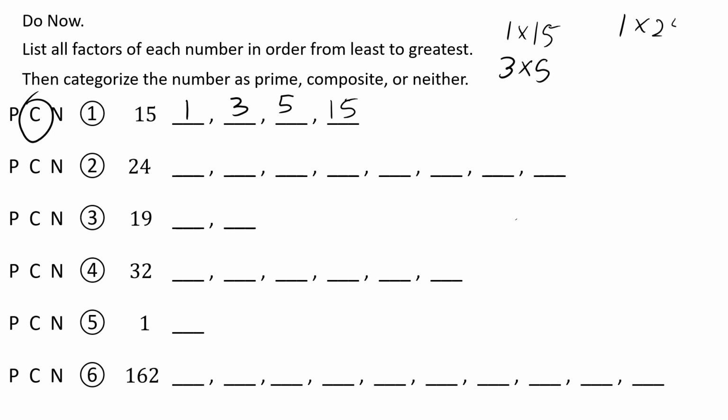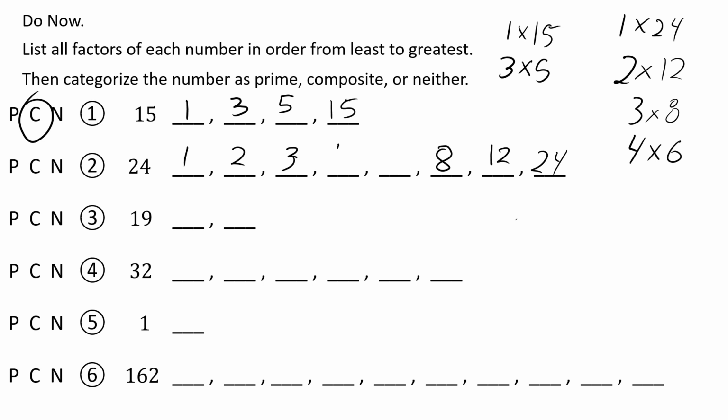I can do 1 times 24, place the 1, place the 24. I can do 2 times 12, place the 2, place the 12. I can do 3 times 8, place the 3, place the 8. I can do 4 times 6. There's the 4, there's the 6. There are more than 2 factors, so it is composite.